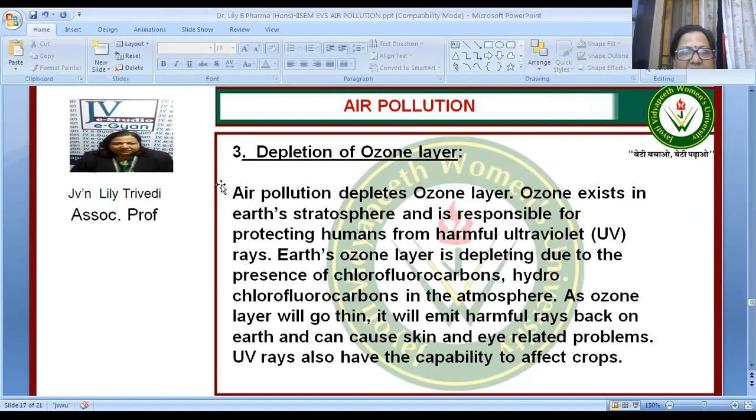Depletion of the ozone layer. Ozone exists in the Earth's stratosphere and is responsible for protecting humans from harmful ultraviolet rays. Now, the Earth's ozone layer is depleting due to the presence of hydrochlorofluorocarbons in the atmosphere. Now, as the ozone layer goes thin, it will let harmful rays reach the Earth and cause skin and eye related problems. The crops are also affected by these UV rays.